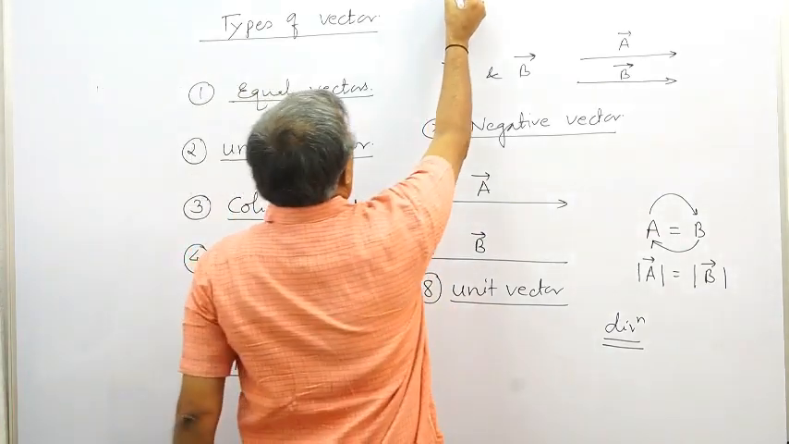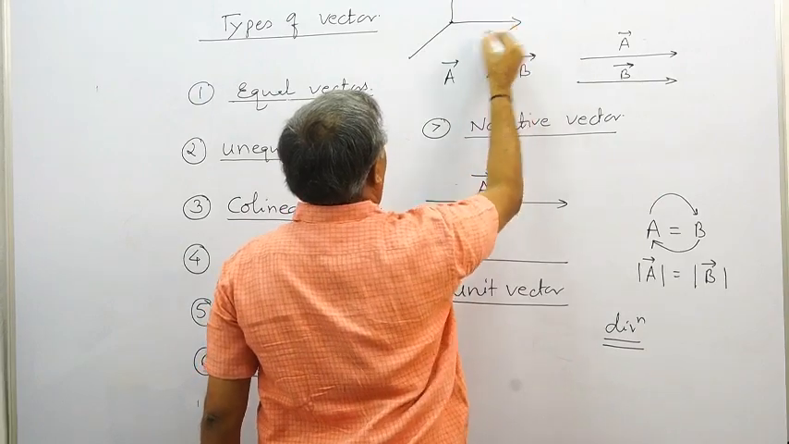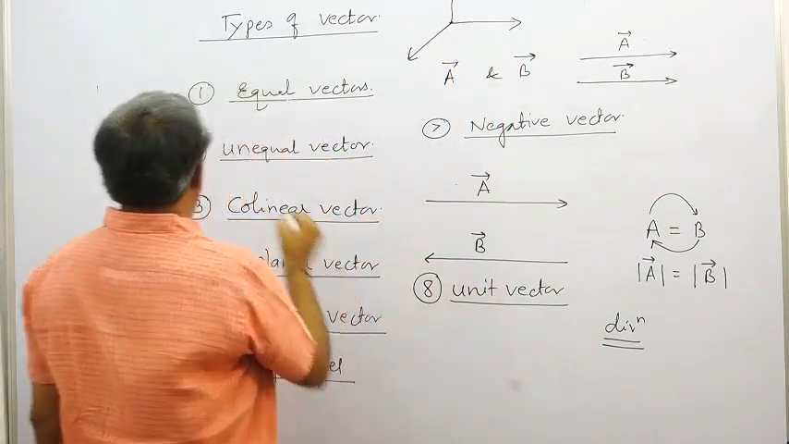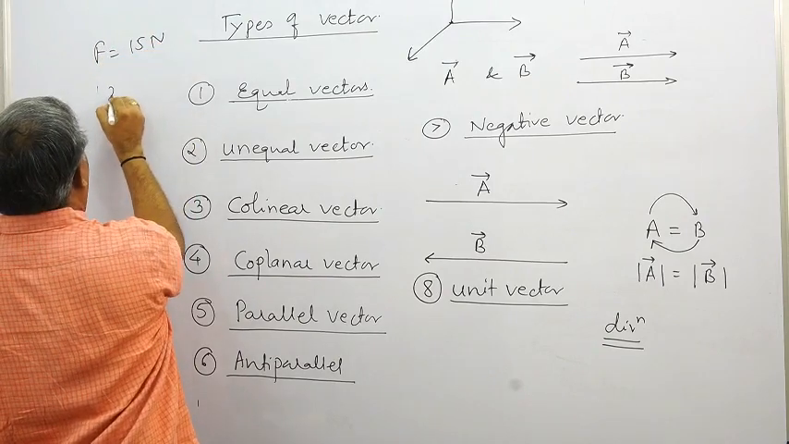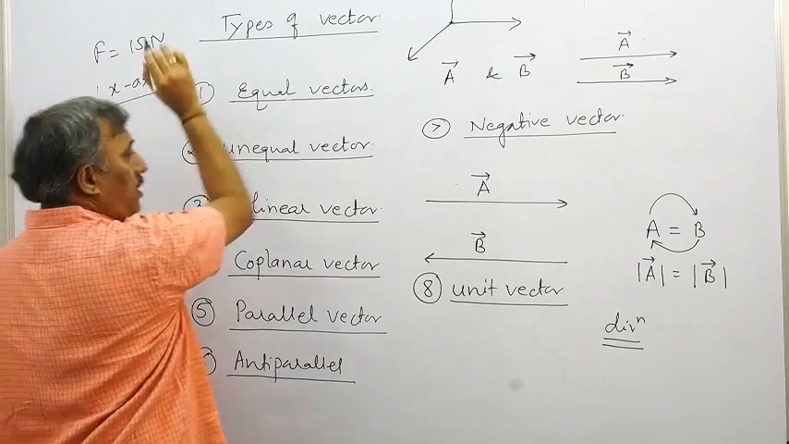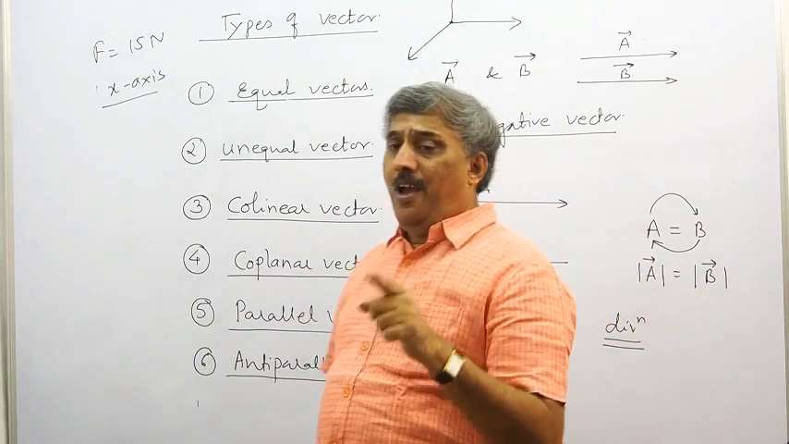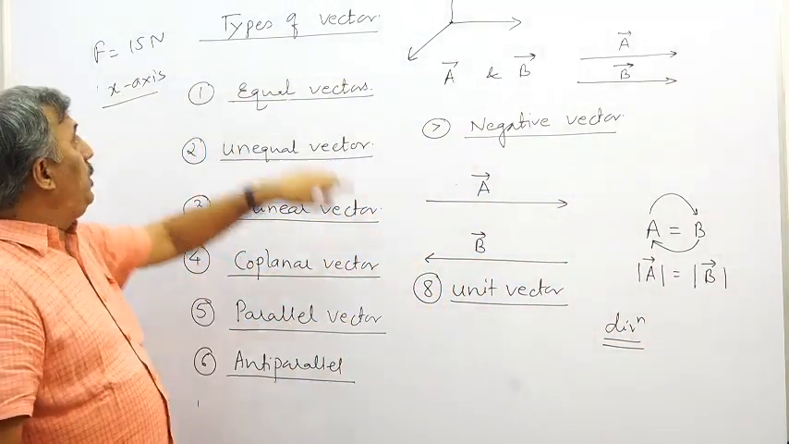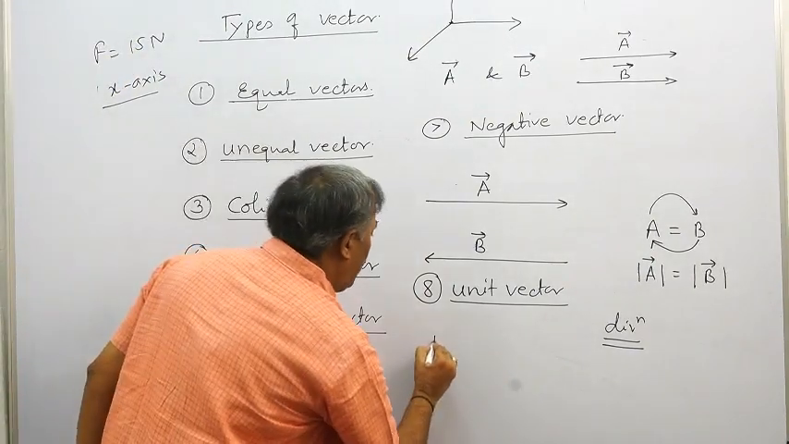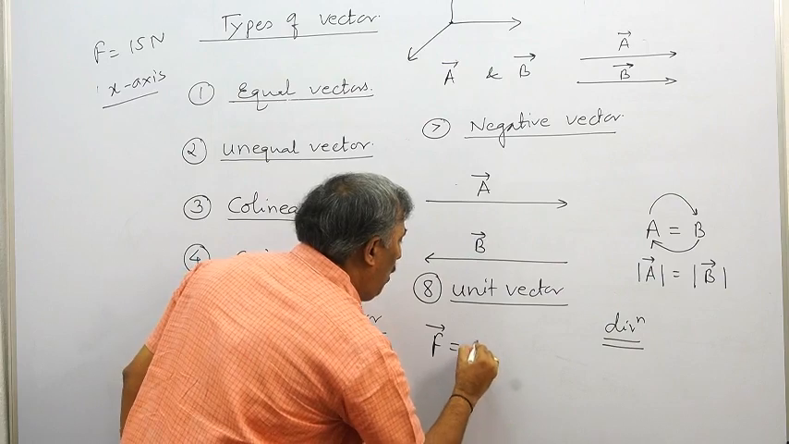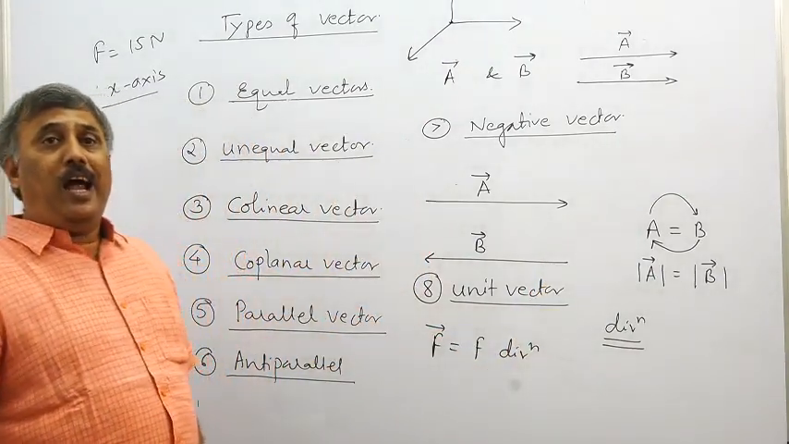For example, suppose we have the x axis, y axis and z axis. These are the different axes. Now suppose I say that a force is equal to 15 newton and that force is acting along the x axis. Keep in mind this last point of today's session. It means the magnitude of the force is 15 newton. So I must represent the force F as the magnitude of the force and its direction.